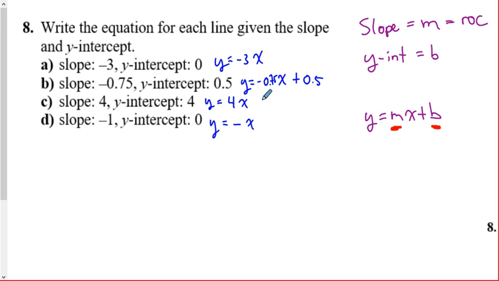My third one, C, has a y-intercept of 4, so I'll put a +4 on the end. My last one has a y-intercept of 0, so instead of writing a +0, I'll just leave it like it is. There we go. We've written an equation for those lines based on the slope and the y-intercept. We just have to plug them into the proper spot.